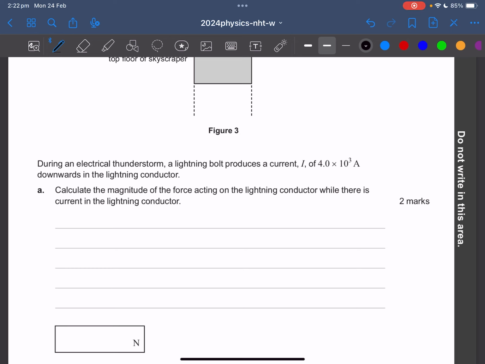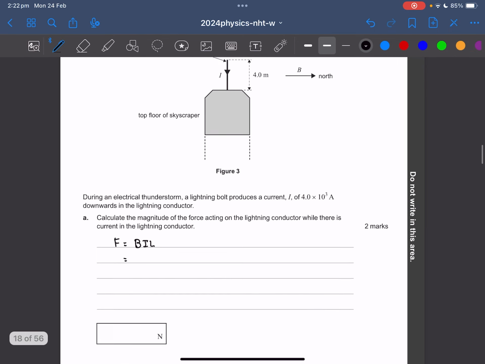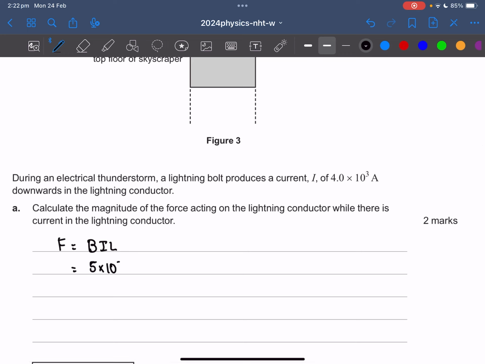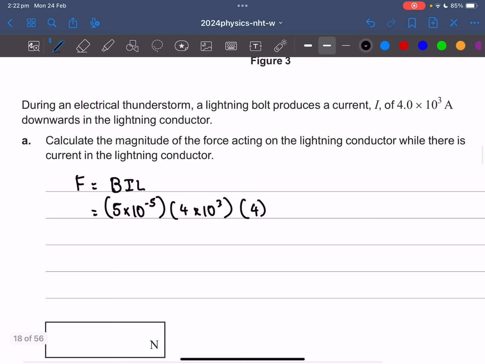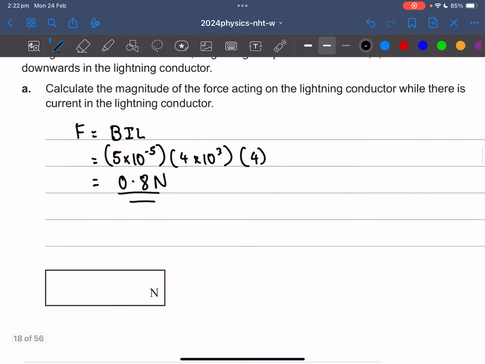Okay, so we can just use F = BIL. The magnetic field was given to be 5 × 10^-5. Our current is 4 × 10^3, and our length is going to be 4 meters. So let us calculate that: 5 × 10^-5 times 4 × 10^3 times 4. So we get 0.8 newtons.